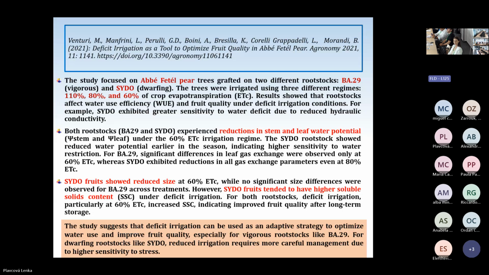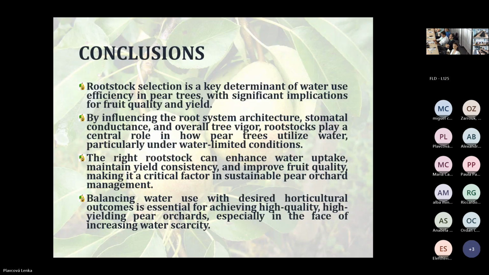So the study suggests that deficit irrigation can be used as an adaptive strategy to optimize water use and improve fruit quality, especially for vigorous rootstocks like BA29. For dwarfing rootstocks, in this research CIDO rootstock, reduced irrigation requires more careful management due to the higher sensitivity to stress. And for the end, I would like to make a few conclusions.